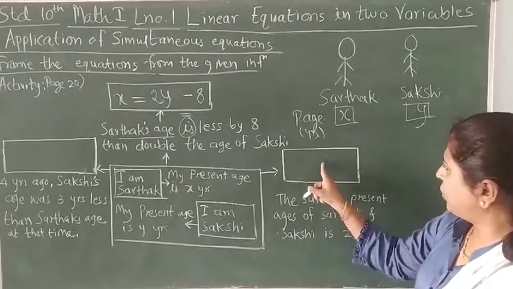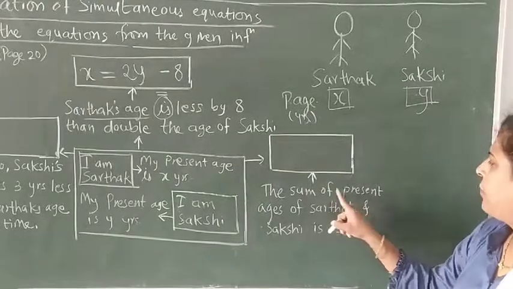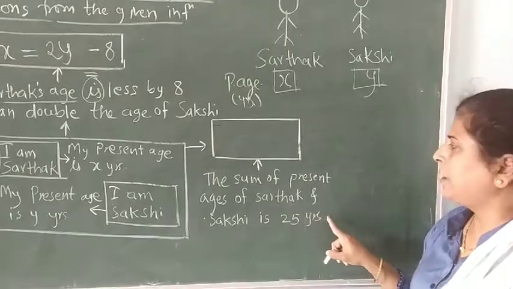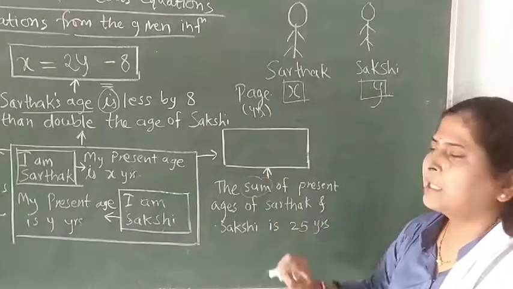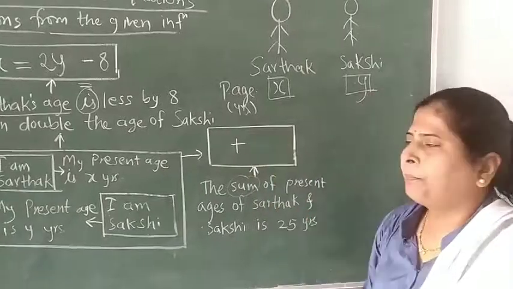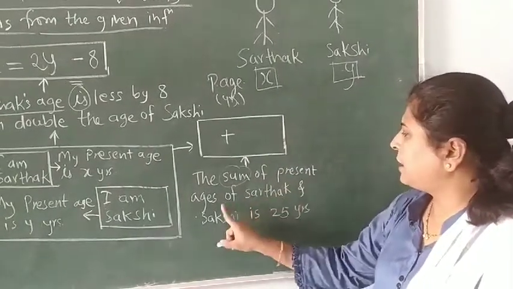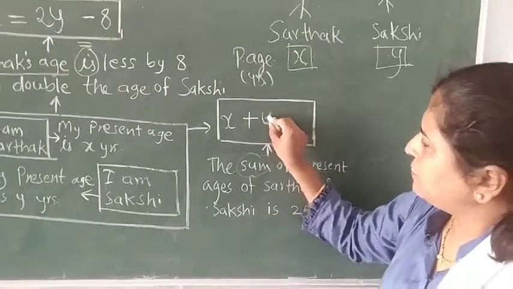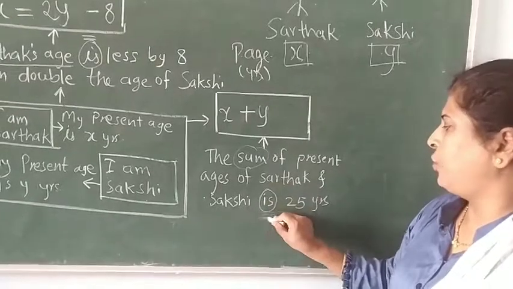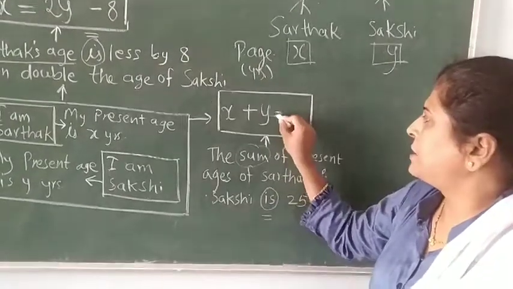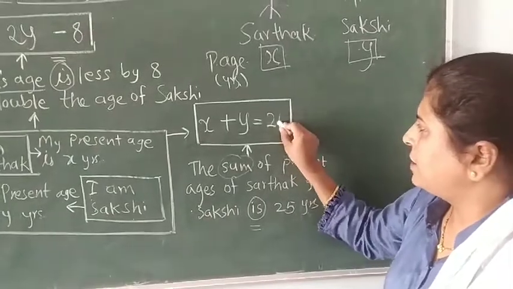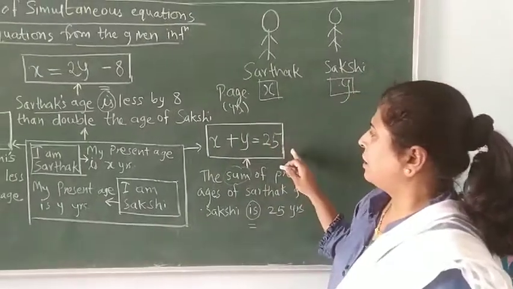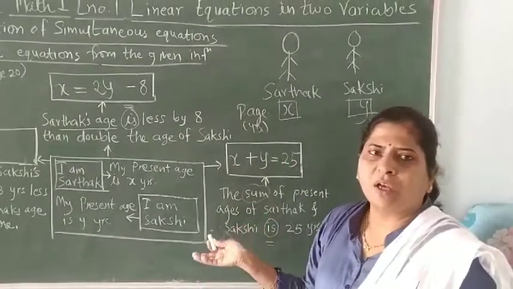Now let's come to this box. How can we fill this? The sum of the present ages of Sarthak and Sakshi is 25 years. Sum means what? It is addition. So how to write? Sum, addition of what? Present age of Sarthak. What is the present age of Sarthak? X. And Sakshi, it is Y. "Is" means what did I tell you to write? Is equal to. So it is equal to 25. See, it is so easy, is it not? So you have got one equation here, one equation here. Actually, I can solve these two equations and you can get the answer.